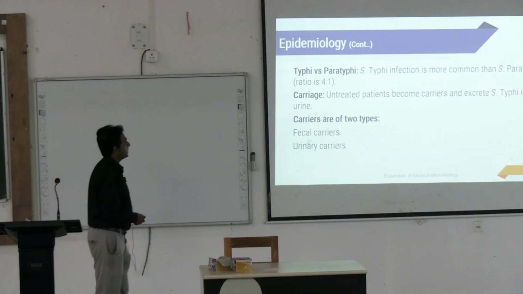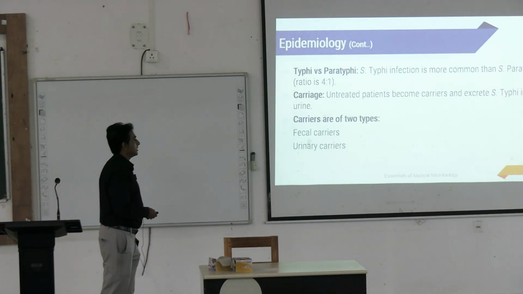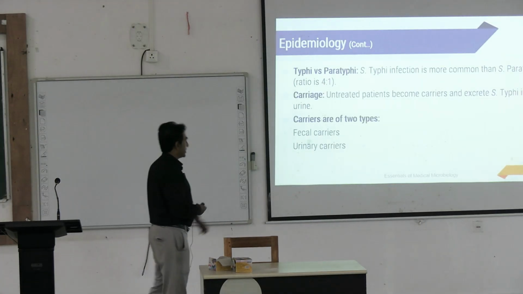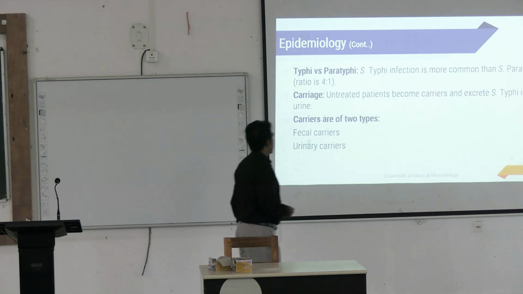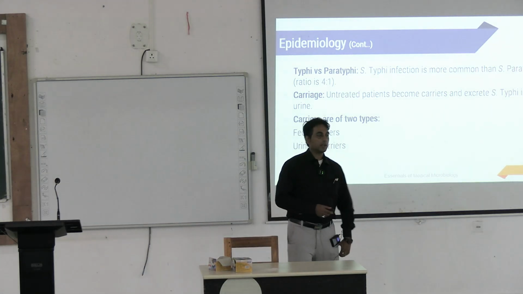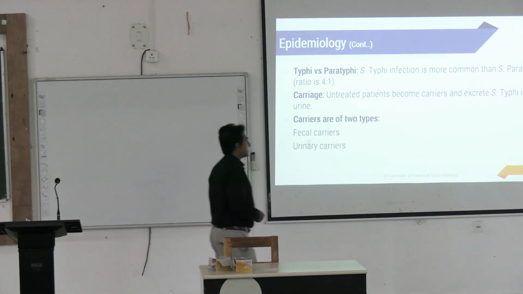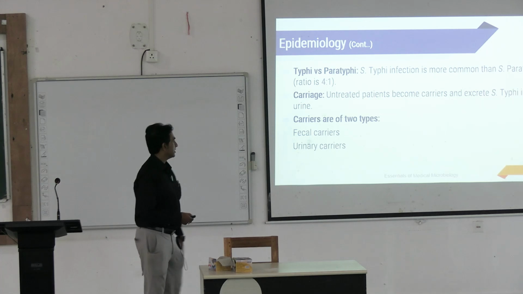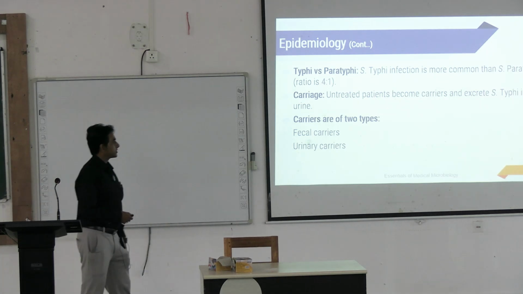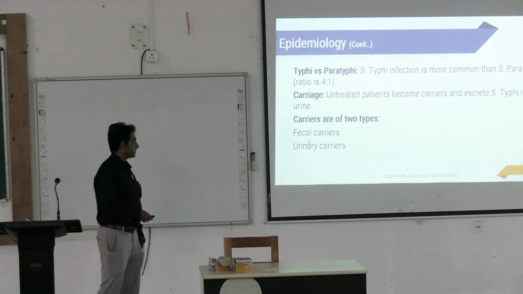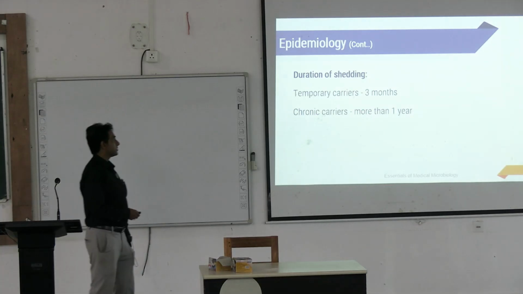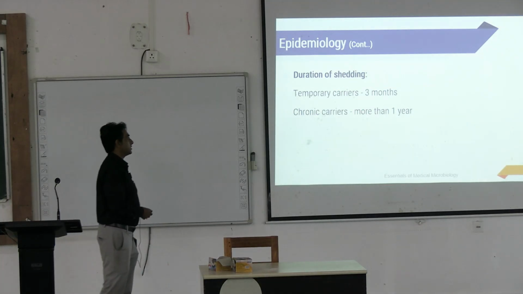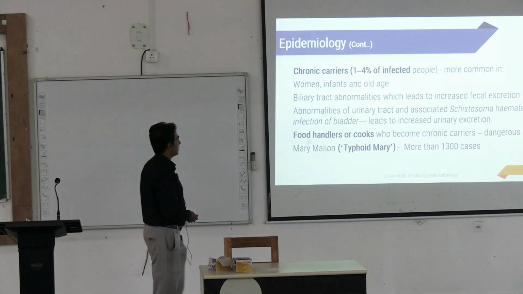Typhi versus paratyphi. The typhi infection is more common than Salmonella paratyphi A. The ratio is 4:1. Carriage. Untreated patients become carriers and excrete Salmonella typhi in the feces and urine. So, the carriers are mainly of two types, fecal and urinary carriers. Duration of shedding: temporary carriers for 3 months and chronic carriers for more than 1 year.